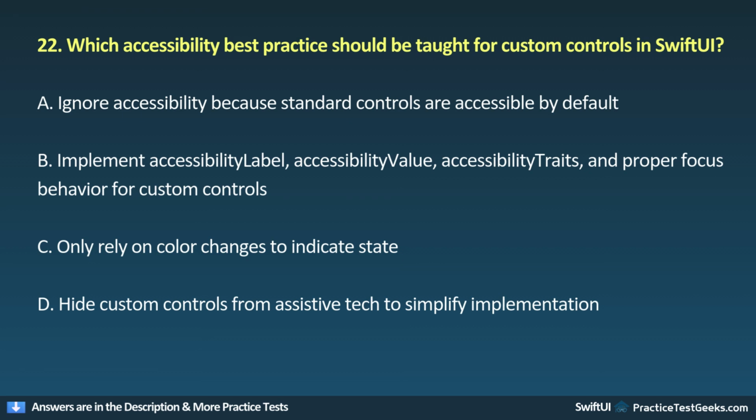22. Which accessibility best practice should be taught for custom controls in SwiftUI? A. Ignore accessibility because standard controls are accessible by default. B. Implement accessibility label, accessibility value, accessibility traits, and proper focus behavior for custom controls. C. Only rely on color changes to indicate state. D. Hide custom controls from assistive tech to simplify implementation.